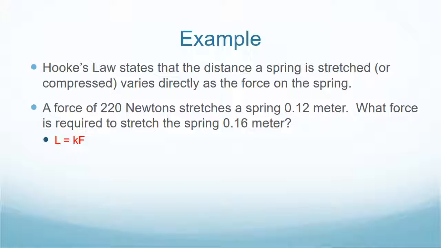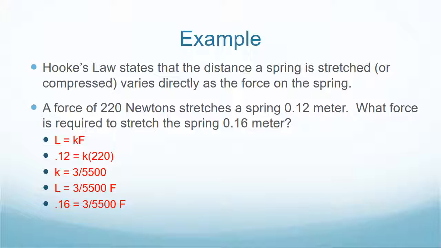All right, so the length of the spring equals K times the force. And if our length is 0.12 and our force is 220, then K must be 3 over 5,500. So L is 3 over 5,500 times F. And then putting in 0.16, we discover that we get for our force 293 1/3 newtons.